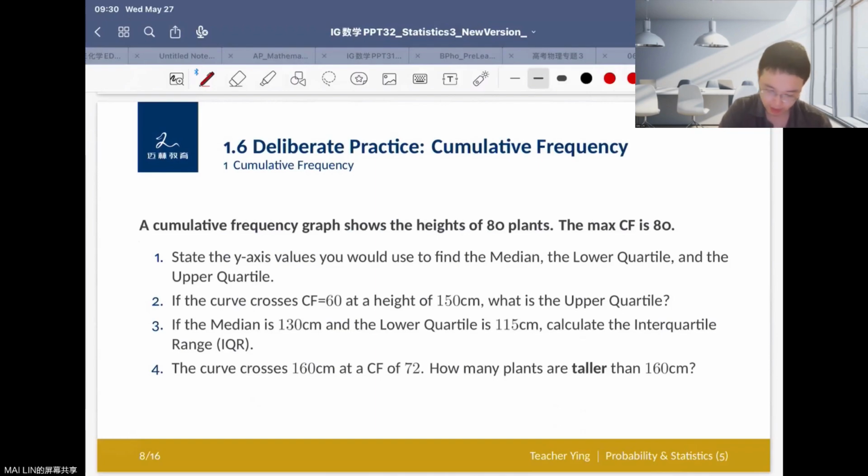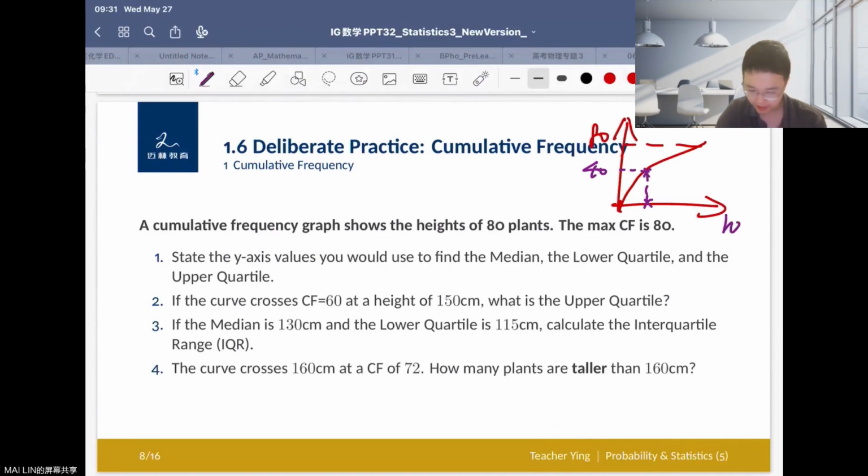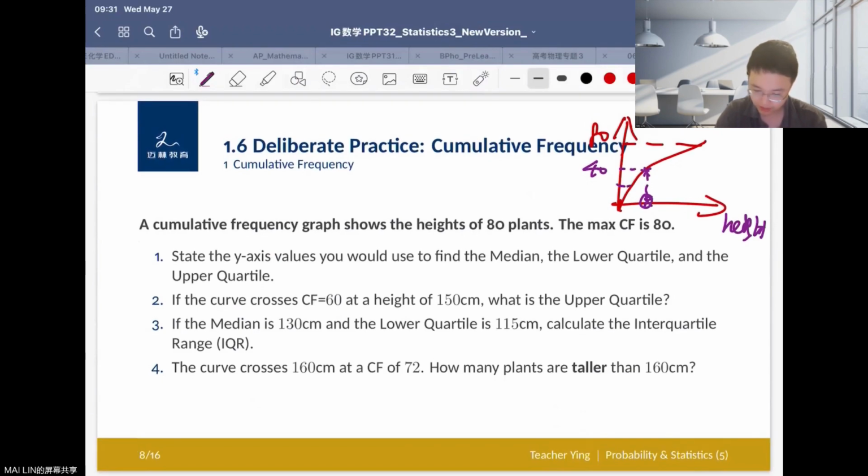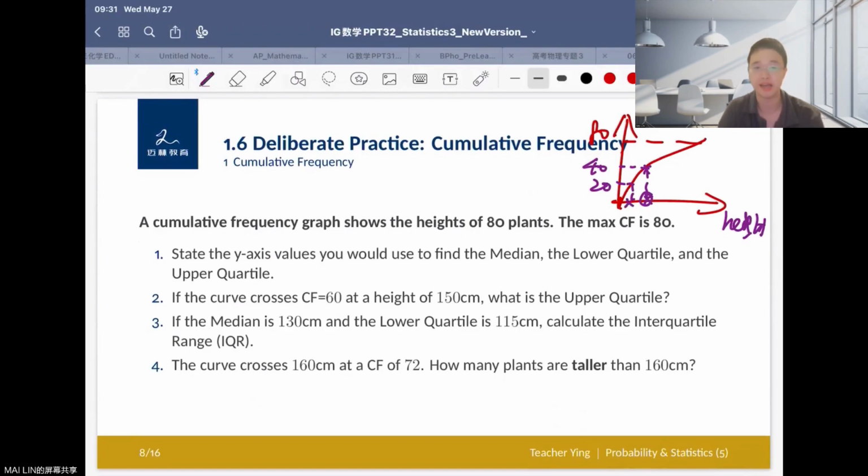For the first problem, the cumulative frequency graph shows the heights of 80 plants, so the maximum cumulative frequency is 80. State the y-axis values you would use to find the median, lower quartile and upper quartile. The median is at y equals 40, and then we find the x-axis, which is the height. So we are finding the median height. For the lower quartile, we find the 20th plant and then the x-axis height. And for the upper quartile, we find the 60th plant.